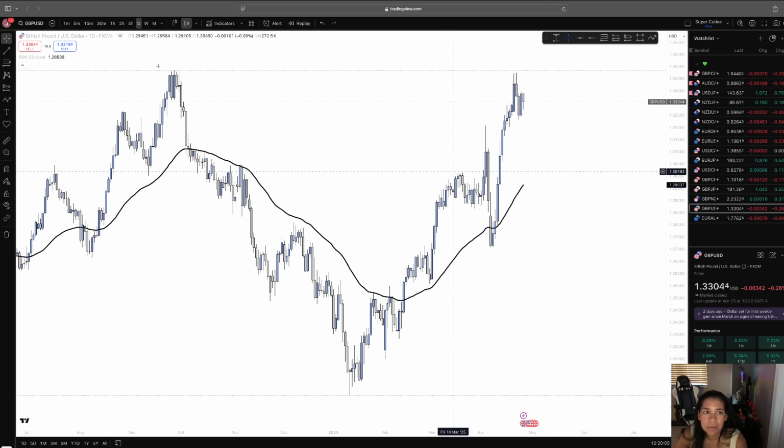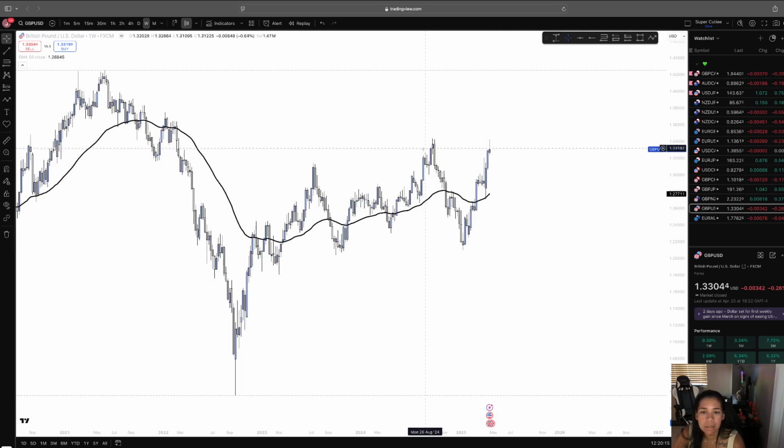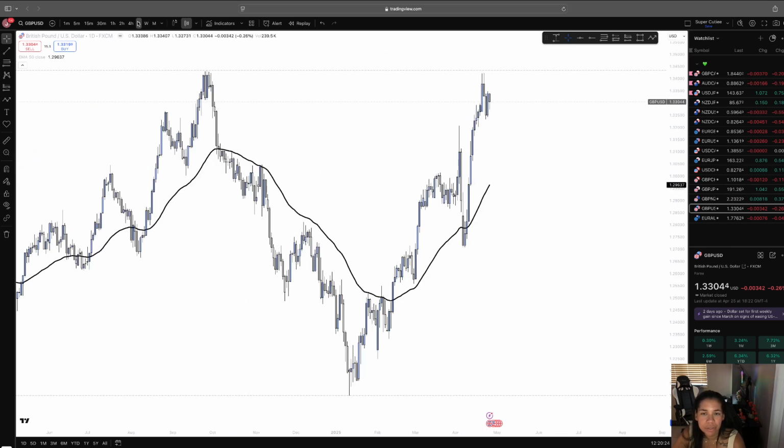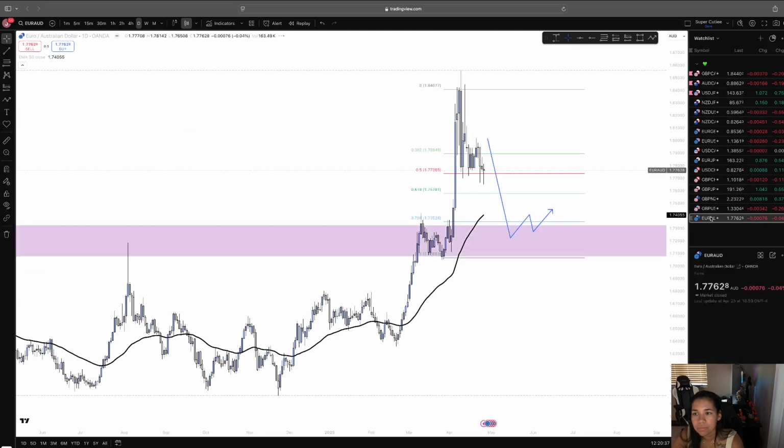GBP USD. GBP USD has not given me anything. Neither has Euro USD in a minute. I don't know if it's just me or what, but it's not looking good for me. It's just in this range. It's not trending. I am a trend trader. I like to see a trending market. I like to see lower highs, lower lows, or higher highs, higher lows. I need structure, and this looks like garbage. So we're gonna move on.